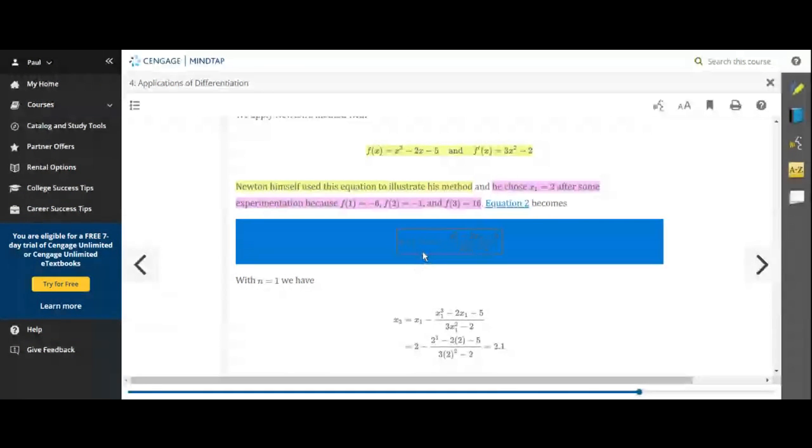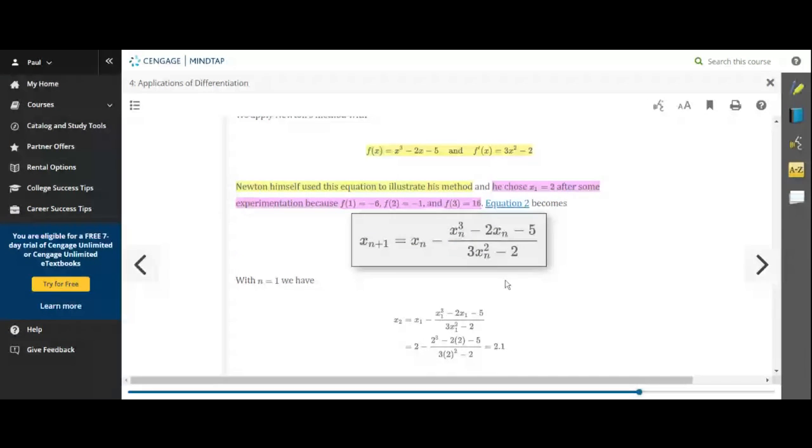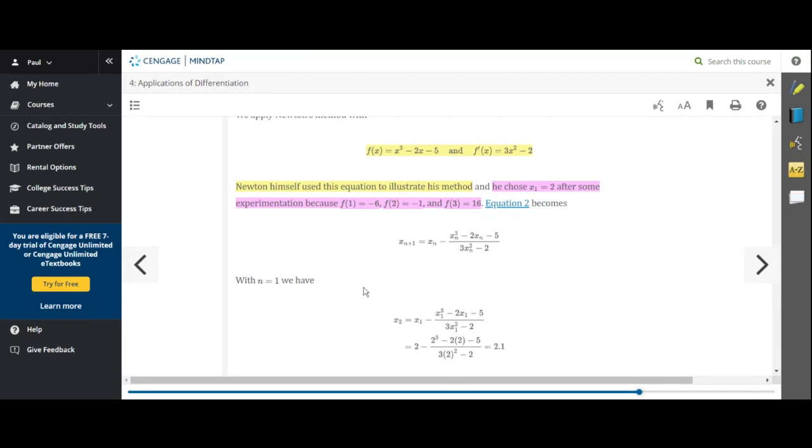x sub n plus 1 would then equal x sub n minus the quotient of x sub n cubed minus 2x sub n minus 5, divided by its derivative, 3x sub n squared minus 2.